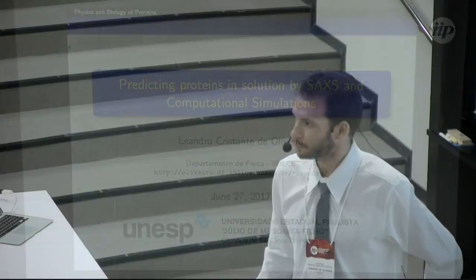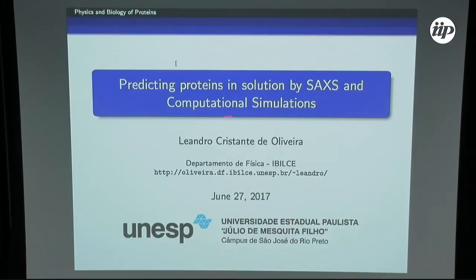For this event, I decided to bring something brand new about the things that I'm doing right now. And one of the things I'm doing is trying to predict proteins combining small angle X-ray scattering and computational simulations.